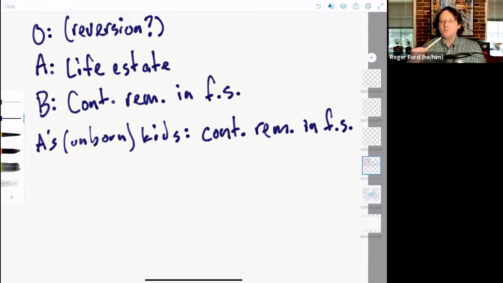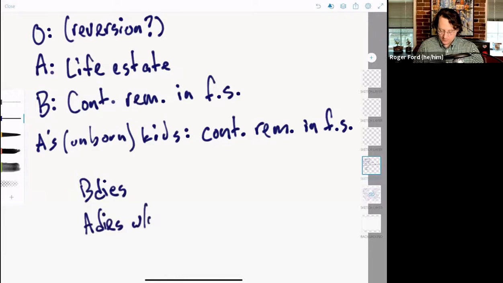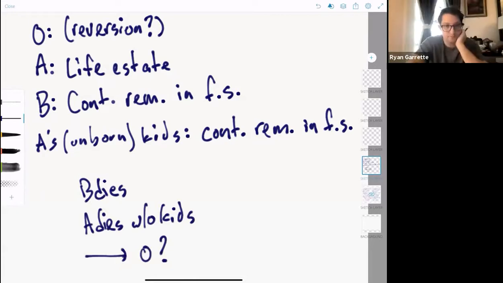So if the scenario would be B dies, then A dies without kids, then it goes back to O. Yeah, I think so. What do we think? Is that right?